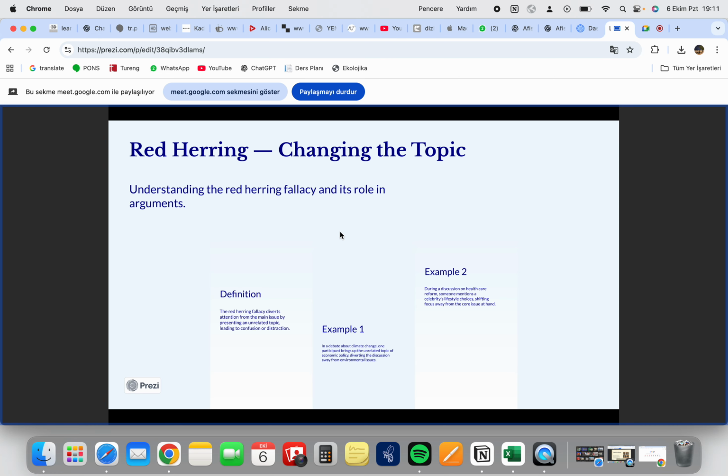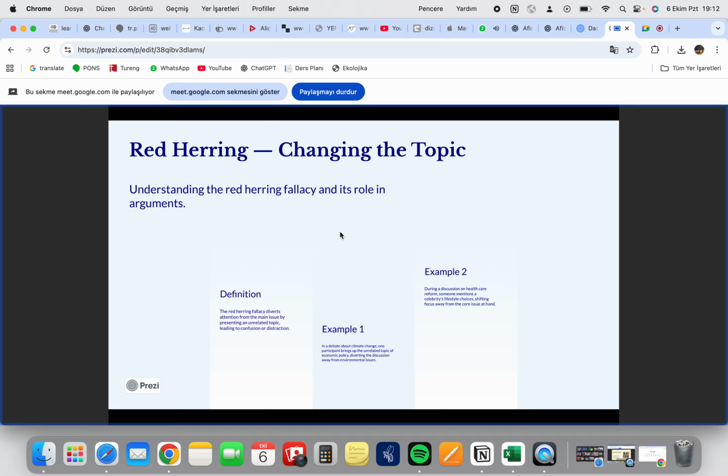And our third fallacy is red herring, and it means changing the topic. Okay, this name comes from an old English story, where hunters used a fish called a red herring to distract dogs from the real trail. In logic, a red herring happens when someone changes the subject to distract you from the real issue.